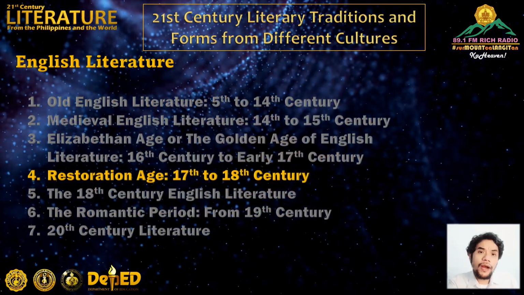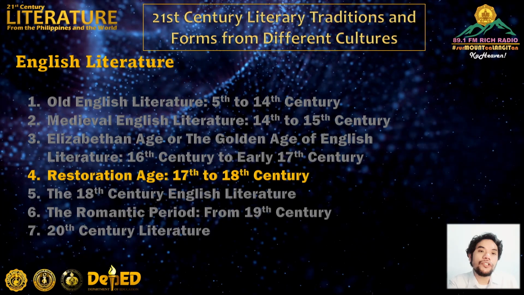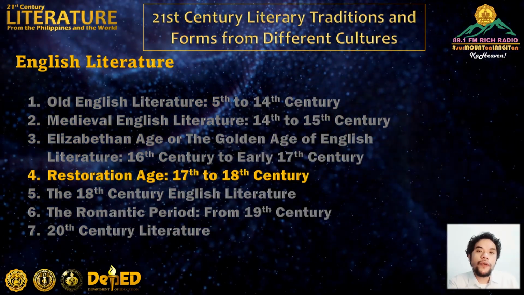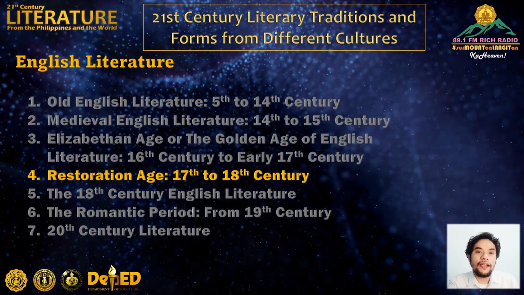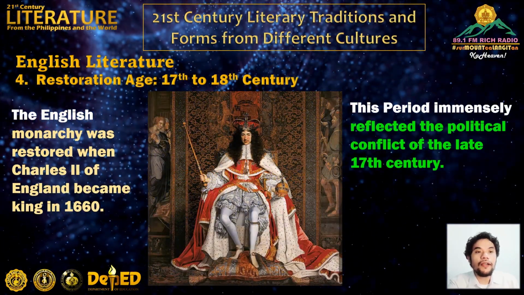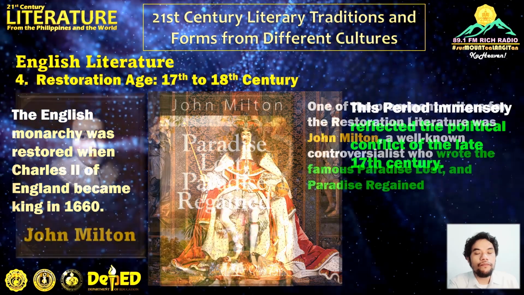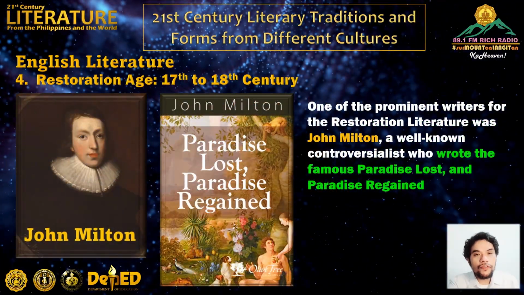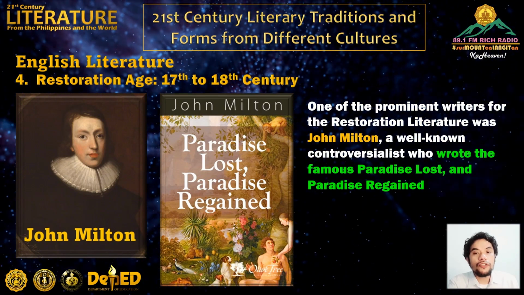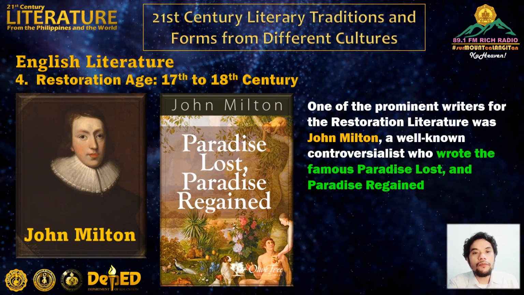Another revolutionary change in the history of English literature was brought forward by the Restoration Age, which ran from 17th to 18th century. This period immensely reflected the political conflict of the late 17th century. One of the prominent writers for the Restoration literature was John Milton, a well-known controversialist who wrote the famous Paradise Lost and Paradise Regained.